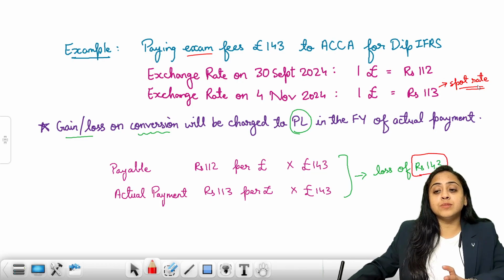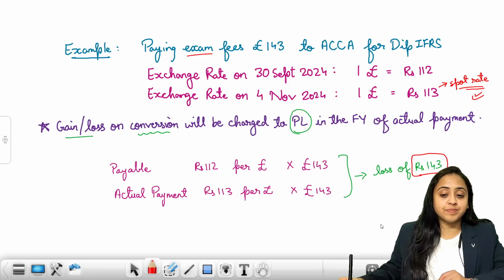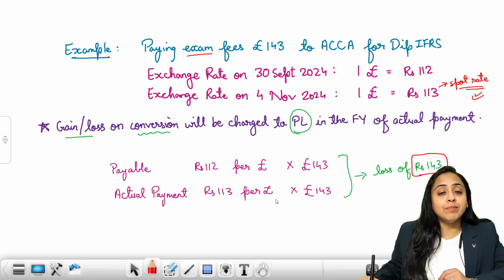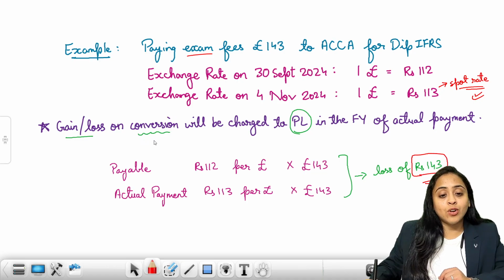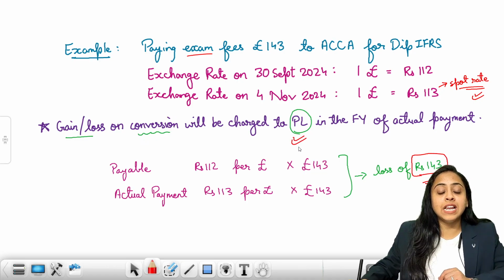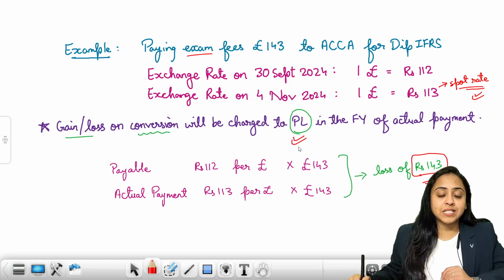The conversion is made using spot rates. Clear? For example, if you have to pay 113 instead of 112, there will be an immediate loss. This immediate loss will be considered as gain or loss on conversion and will be charged to P&L in the year in which it has taken place.